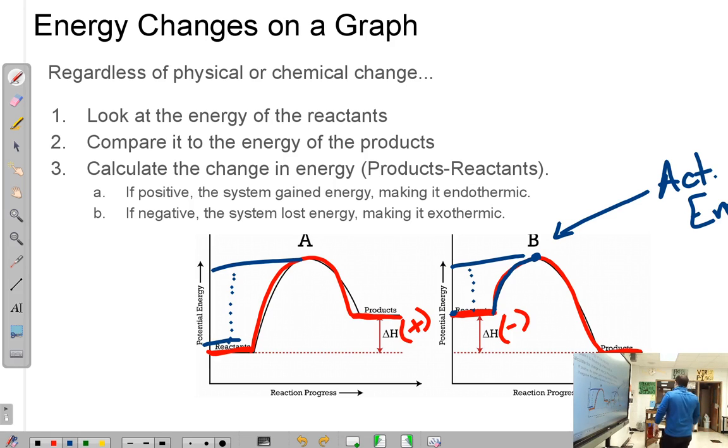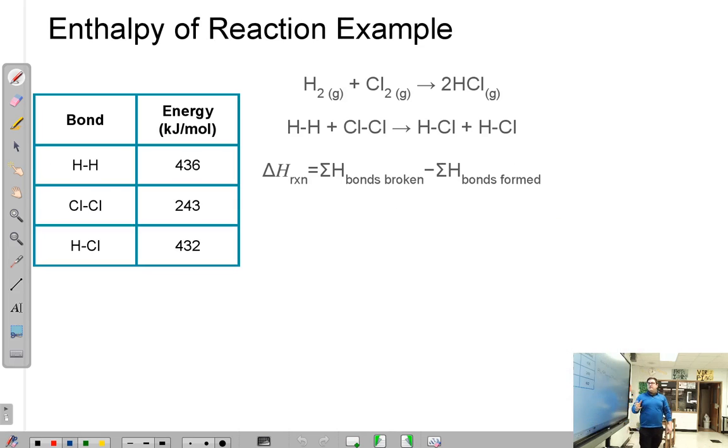Having you good so far? Okay, exothermic release, endothermic regain. How do we calculate it? So, is everybody good here? Okay. Because now we're getting into the meat and potatoes of what we're actually going to do here.